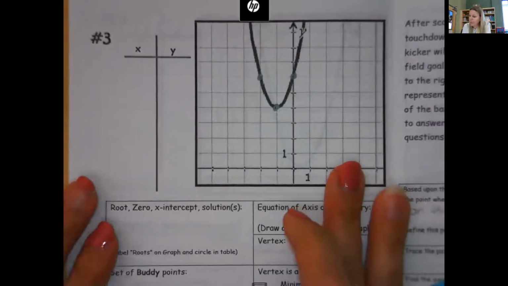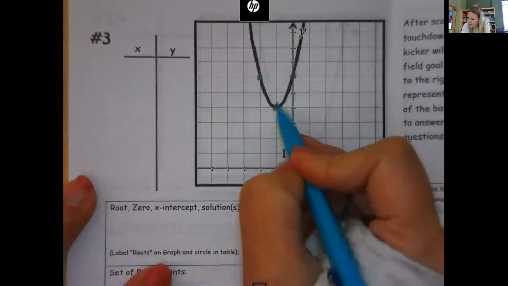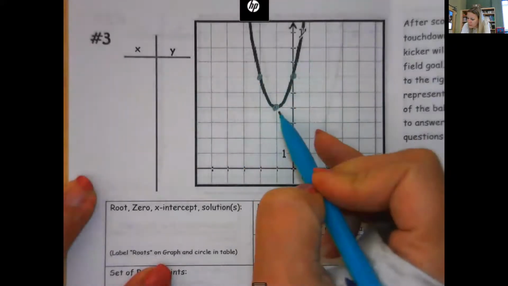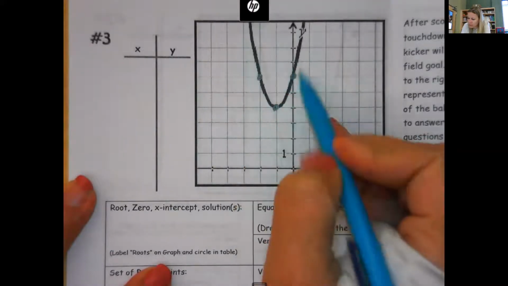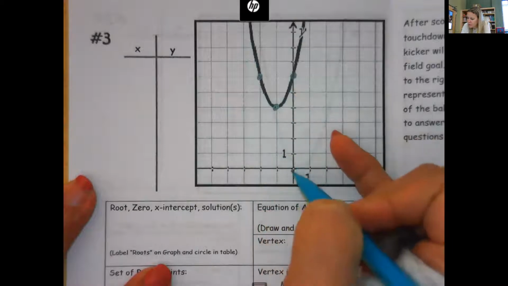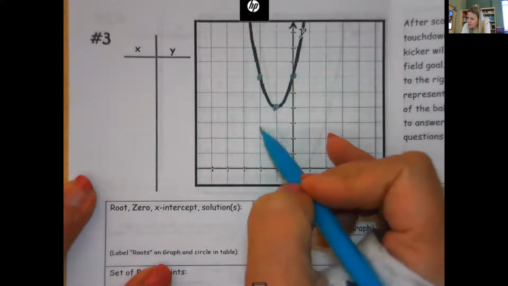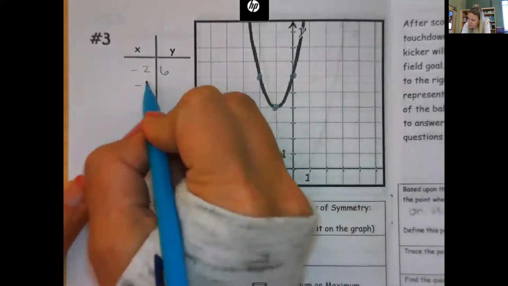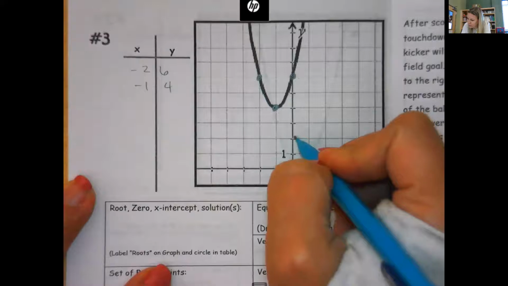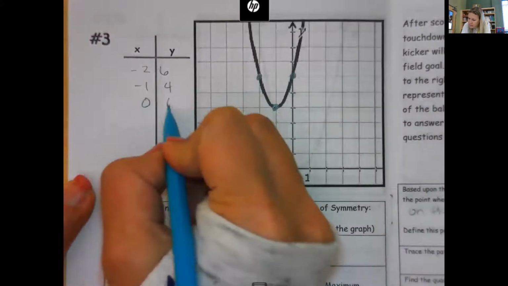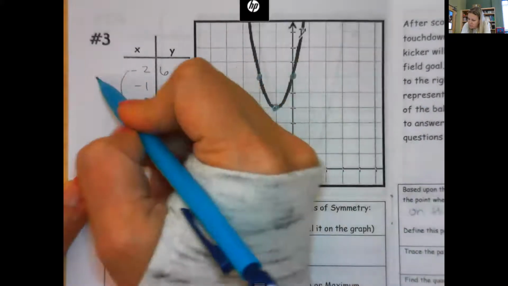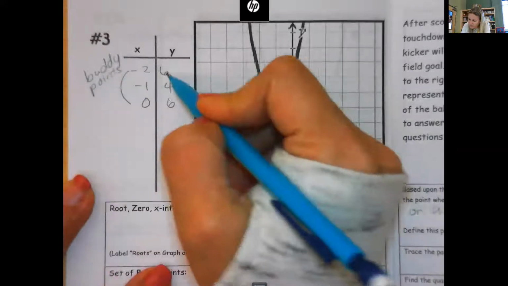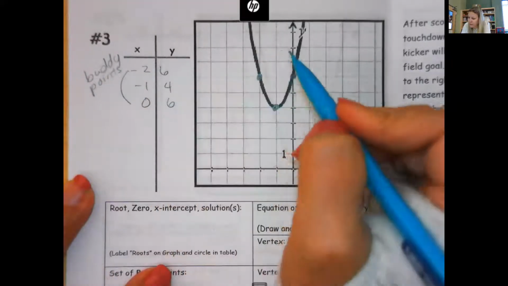So on number 3 here, we talked about finding our specific points. Now this one only has 3 visible points on our parabola. So in our table, -2, -1, and 0. Keep in mind that these are buddy points. A buddy point is going to have the same y value, but different x's.